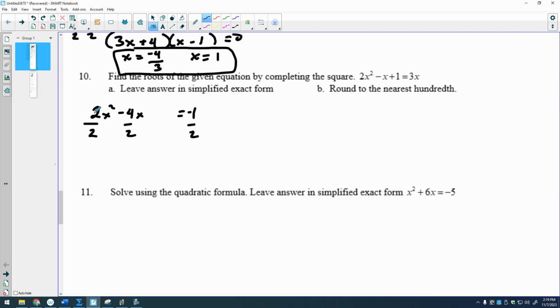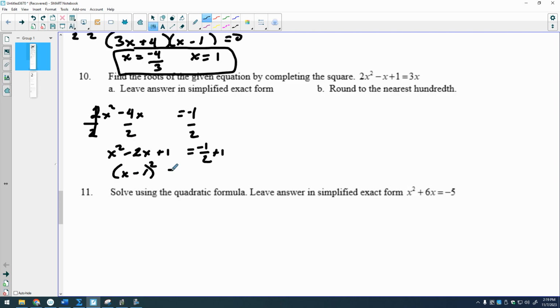2 divided by 2 is 1, and so I get x squared. 4 divided by 2 is 2. 1 divided by 2 is 1 divided by 2. Okay, add this number: divided by 2 is 1, and squared is 1. So I add 1 over here. Factor. This factors into x minus 1 times another x minus 1, which is x minus 1 squared.